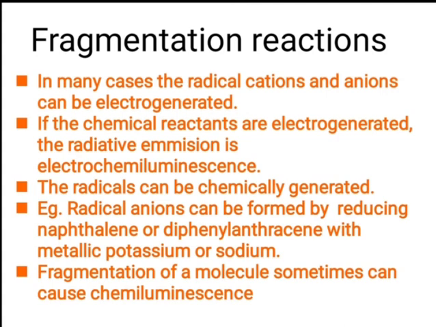For example, take hydrogen peroxide, H2O2, and write it as OH-OH. Here is the homolytic fission and two OH radicals are formed, as 2 OH radicals. The peroxide is generally initially formed by the reaction of molecular oxygen with an organic molecule. This is all about the types of chemiluminescence.